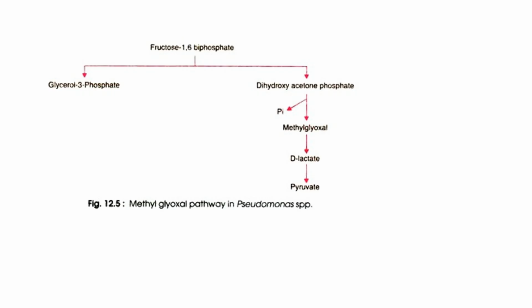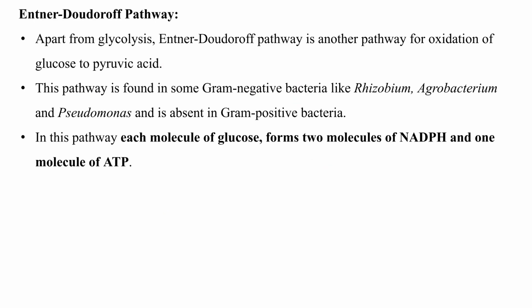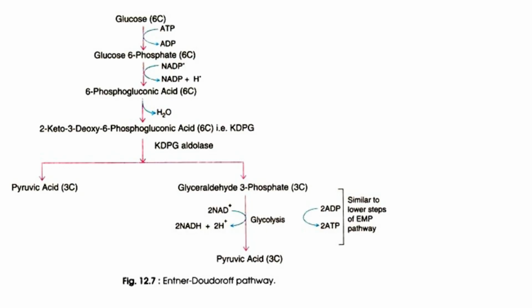The Entner-Doudoroff pathway is an alternative for glucose oxidation to pyruvic acid, found in some gram-negative bacteria like Pseudomonas and Agrobacterium. The ED pathway occurs in prokaryotes and uses specific enzymes to create pyruvate from glucose. The Entner-Doudoroff pathway yields a net of 1 ATP, 1 NADH, and 1 NADPH per glucose molecule, which is lower than the yield of classic glycolysis.